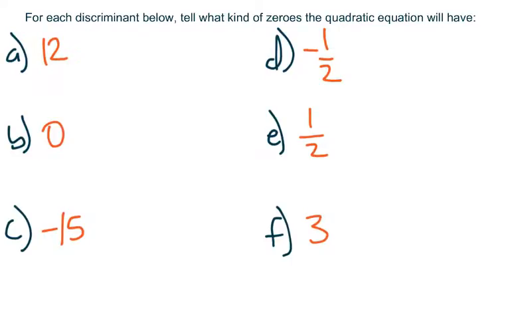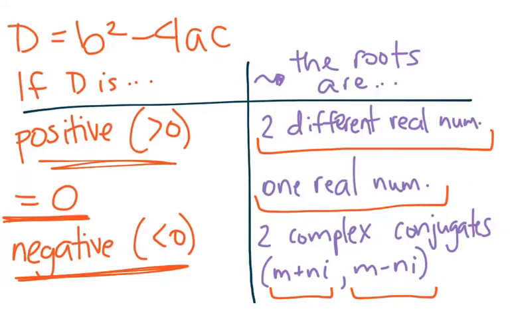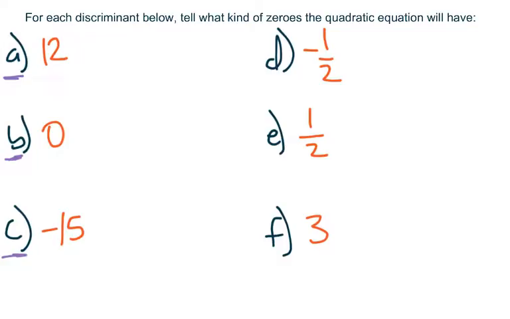Once you have determined the discriminant for a quadratic equation, you want to think about, is it a positive value, is it equal to 0, or is it negative, to figure out what kind of zeros the quadratic equation will have. So for each of these discriminants given, let's figure out what kind of zeros the quadratic will have. If the discriminant is 12, that is a positive number. There will be two real zeros that are different from each other.